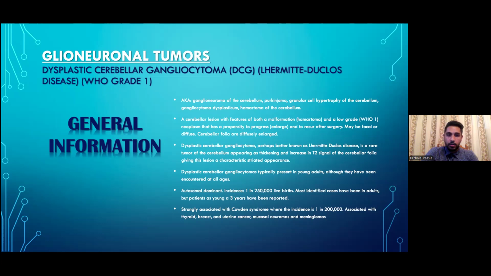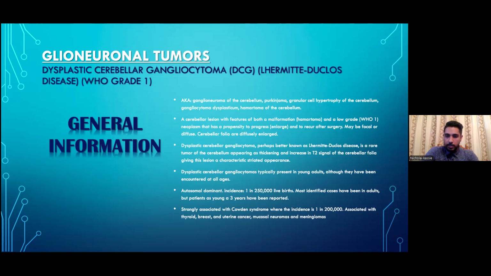It may be focal or diffuse, and the cerebellar folia are diffusely enlarged. Dysplastic cerebellar gangliocytoma, perhaps better known as Lhermitte-Duclos disease, is a rare tumor of the cerebellum appearing as thickening and increase in T2 signal of the cerebellar folia, giving the lesion a characteristic striated appearance.